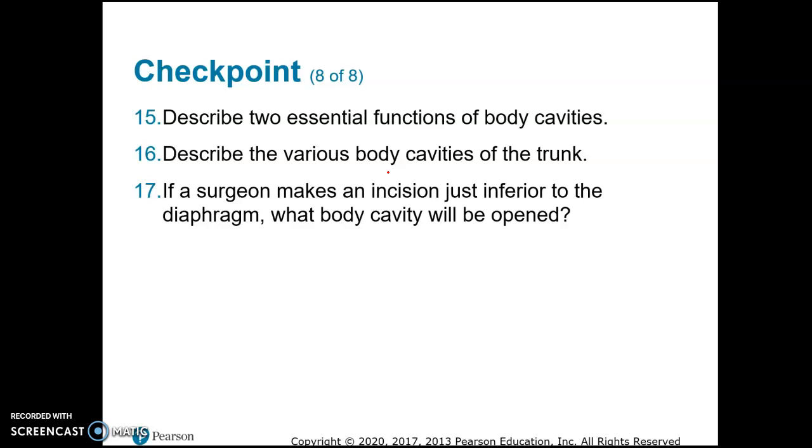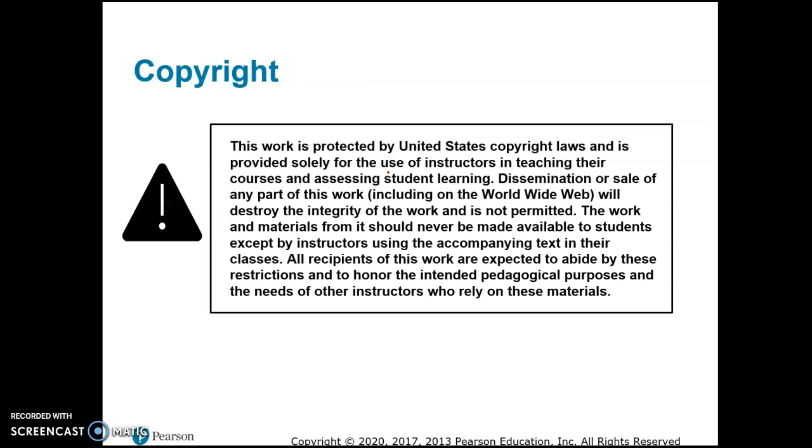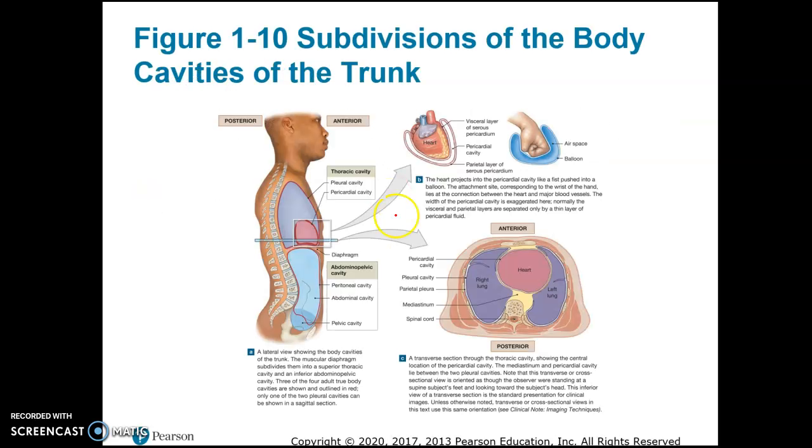If a surgeon makes an incision just inferior to the diaphragm, what body cavity will be opened? Well, let's look. This is the diaphragm. Inferior is going to be below it, so that's going to be the abdominopelvic cavity.